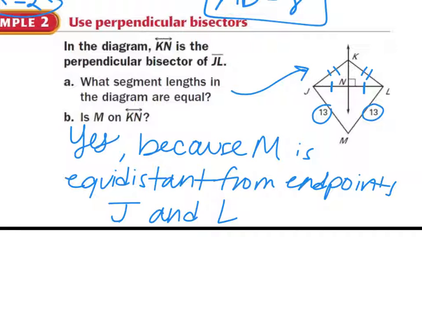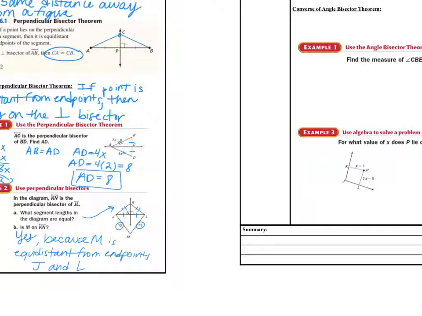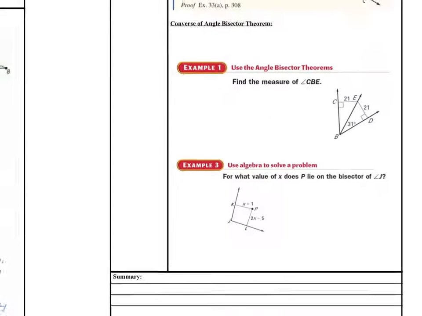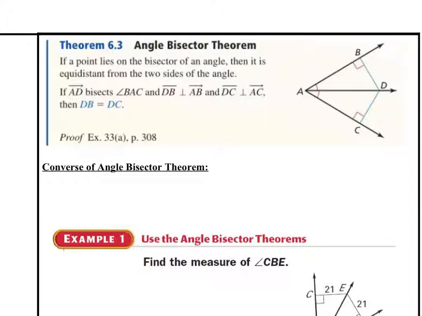Okay, angle bisector. If a point lies on the bisector of an angle, and notice it's marked, you have to mark that the angles are congruent. If a point lies on the bisector of an angle, then it is equidistant from the two sides of the angle. So these two are congruent. Okay. The converse then, flip that around. If it's equidistant, then it lies on the bisector of that angle. So same type of thing.